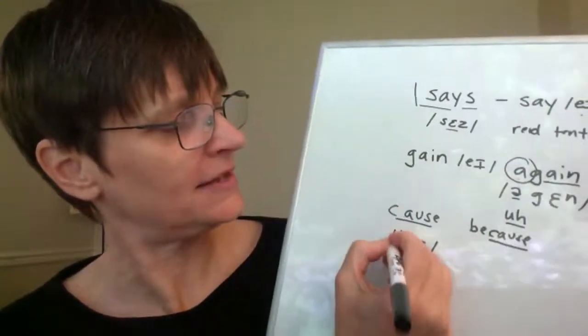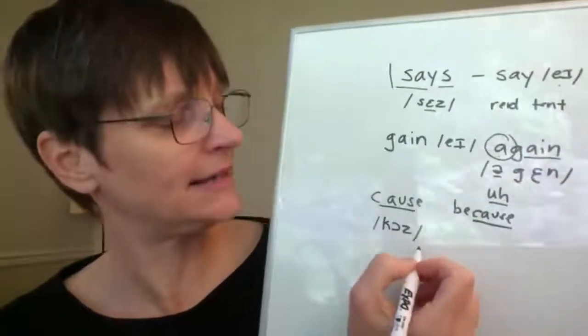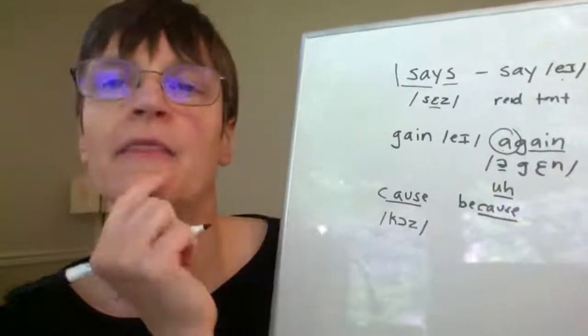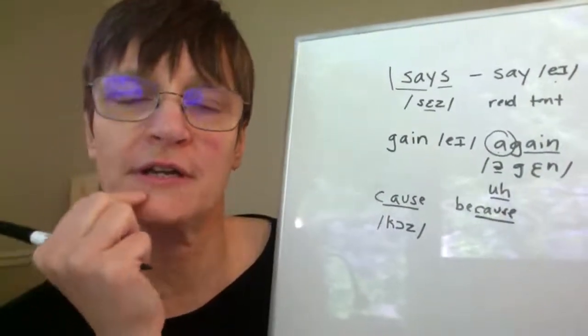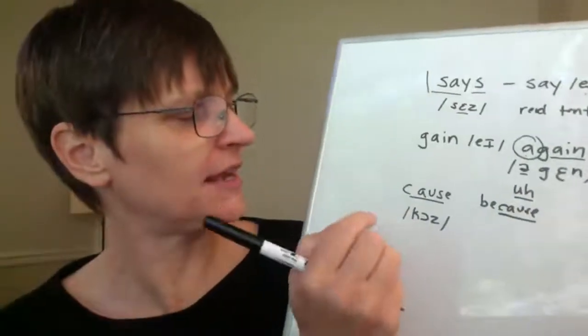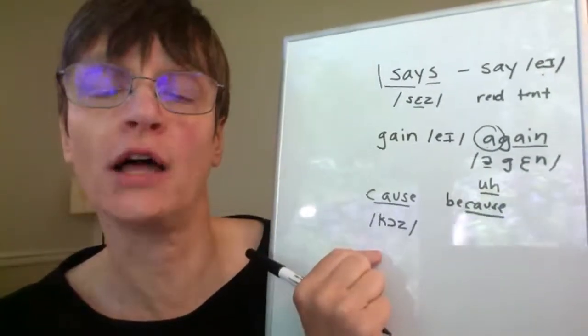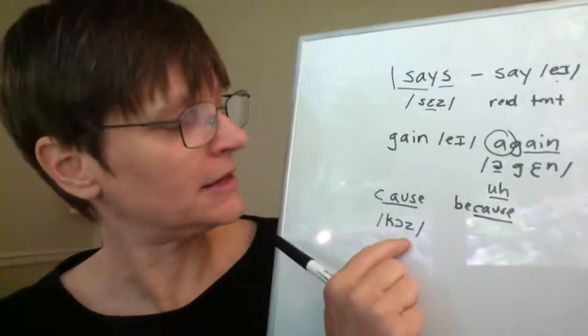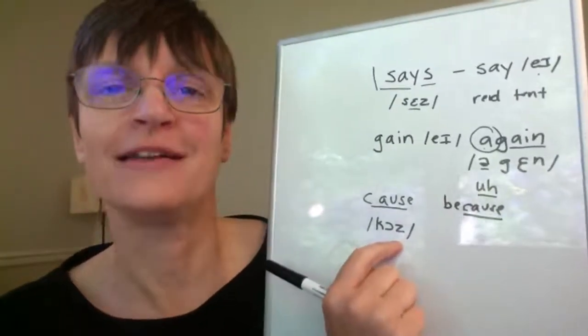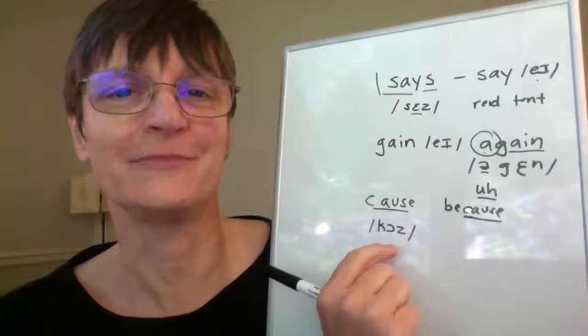And again, here's my Z sound. So the letters SE say Z in this word, cause. That vowel is rounded and a back vowel. It's the same vowel that's in caught and law. And you can get help for that vowel in my video about it and in my playlist.